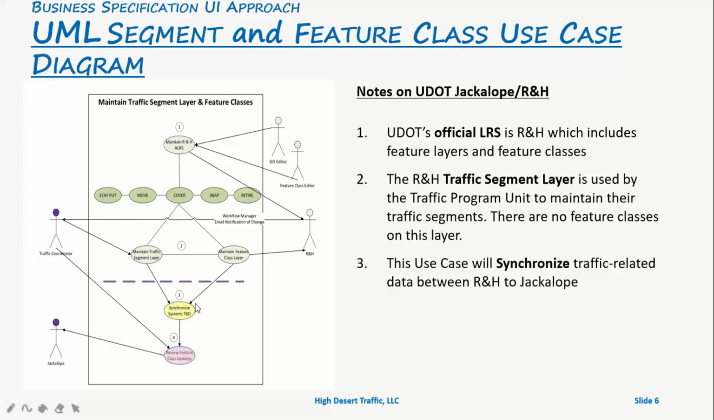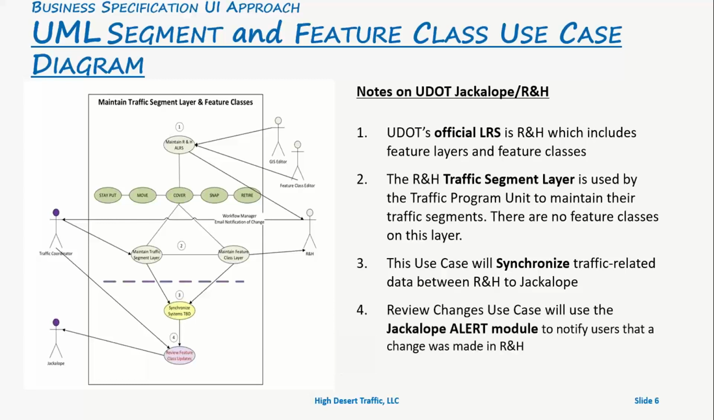Next will be number 3. And that's the new interface that we'll be working on, and it's going to synchronize all the traffic related data changes from roads and highways into Jackalope. And the fourth one is going to be a new UI in Jackalope, and how traffic coordinators are going to be able to be notified of changes that are occurring. Right now, the proposal is to use the Jackalope alert module, and those who are authorized to be able to view the changes that occurred will be able to see that in that module.